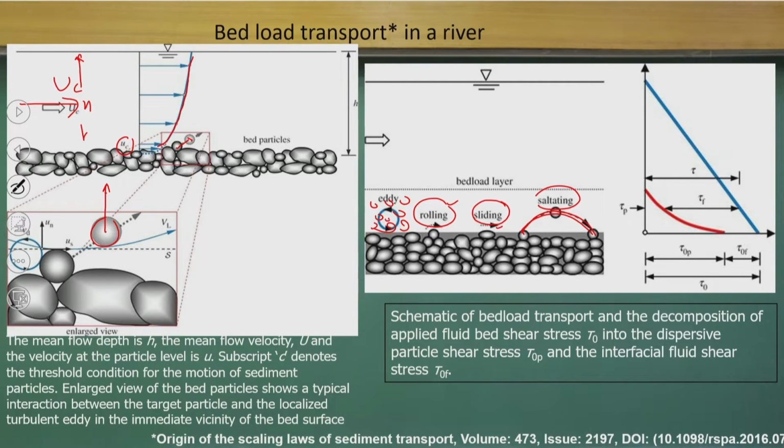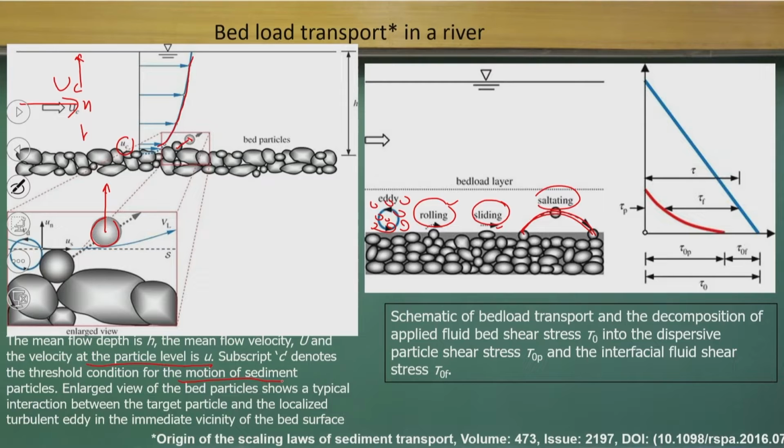Now, if you try to understand this, when you have channel flow, there will be a bed, and at the bed level there will be a velocity, U_c, which is the velocity at which the threshold conditions of sediment motion will start.